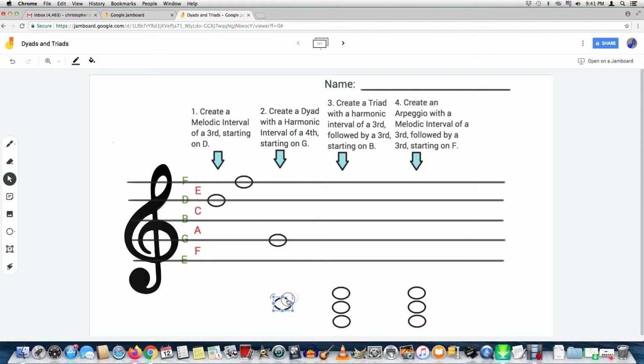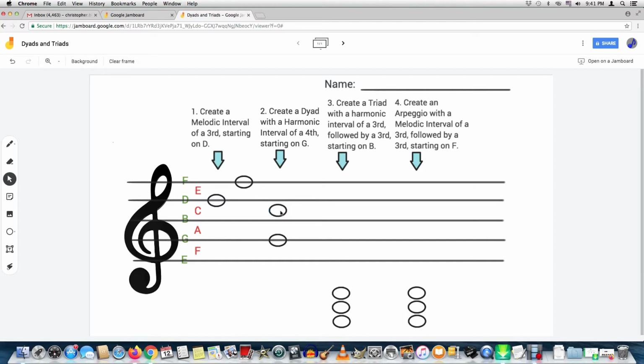So I want to drag this second note up to this space here, which is 4 steps away from G. And I'm going to double check right now. I'm going to count G as 1. Next step is 2. Next step is 3. Next step is 4. And there we go.